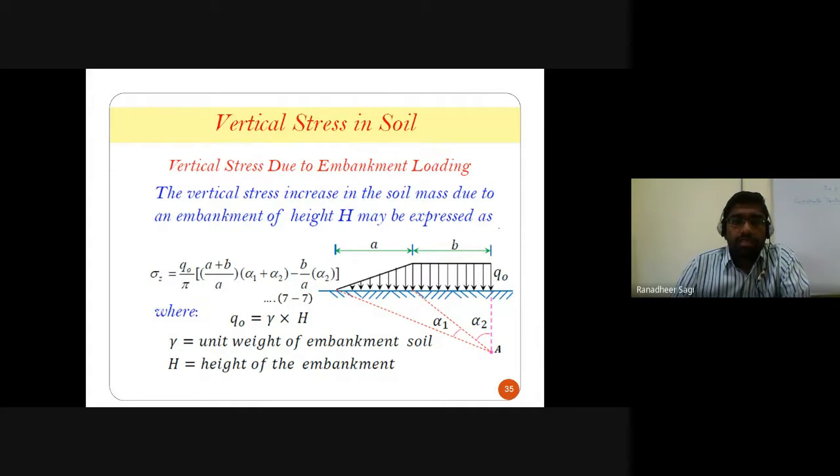In our last class, we were trying to talk about how to estimate the vertical stresses because of the surface load, and in which we have talked about how to calculate the vertical stress because of an applied concentrated load, or because of an applied line load, or even because of an applied strip loading condition. We have seen how to calculate your vertical stress.